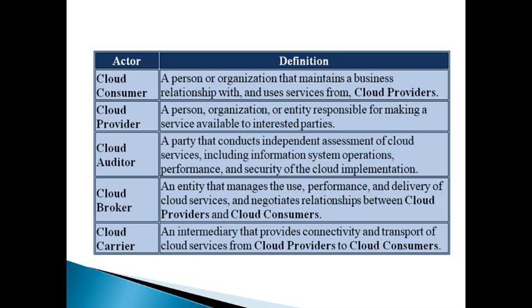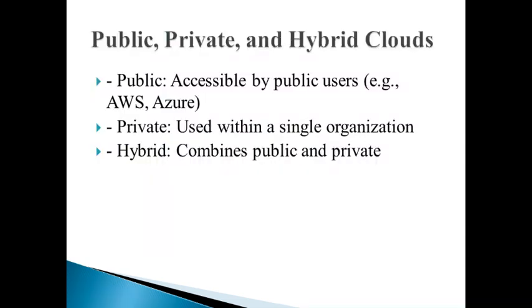Last one is the cloud carrier. We can see it in the bottom green bar. It provides the networking and transport layer between the user and provider, similar to an internet service provider, known as an ISP, that ensures the connectivity and bandwidth. Next, we're going to see what are the actors involved in the cloud computing architecture.